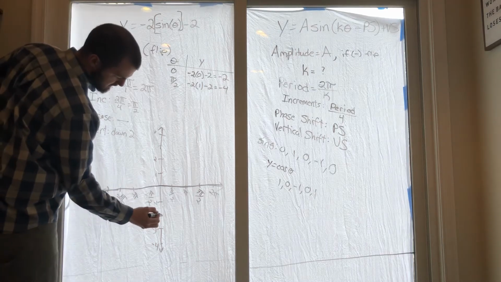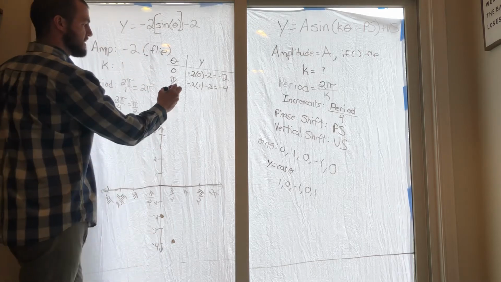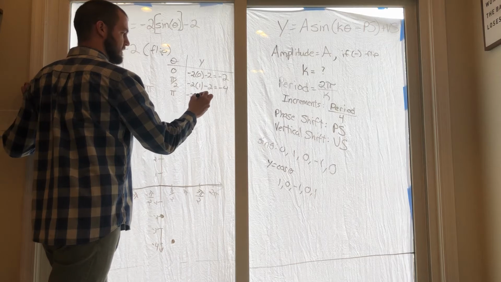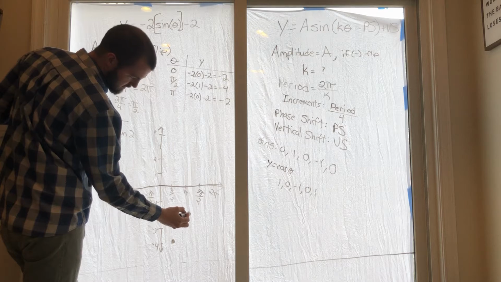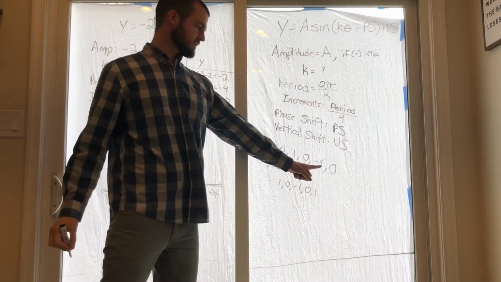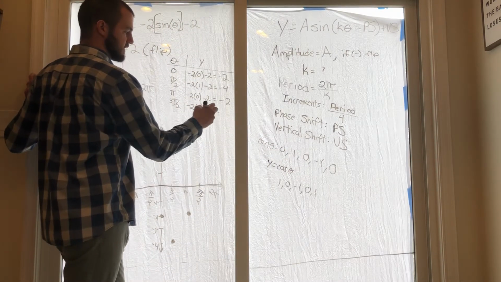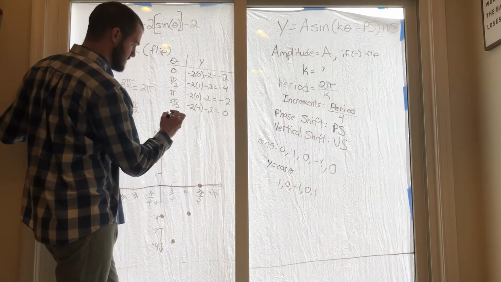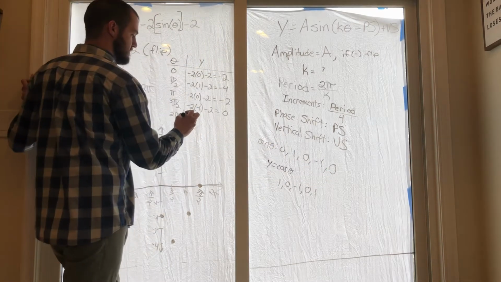So at 0, we're at -2. At pi over 2, we're at -4. Okay, at pi, it's 0 again, so -2. At 3 pi over 2, we're using -1, right? So -2 times -1, that's a +2, minus 2 would give you -4... no, that gives you 0. And then at 2 pi, you're back to 0 again, so -2.